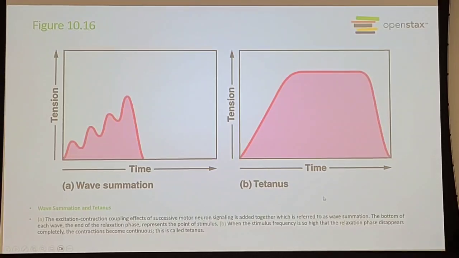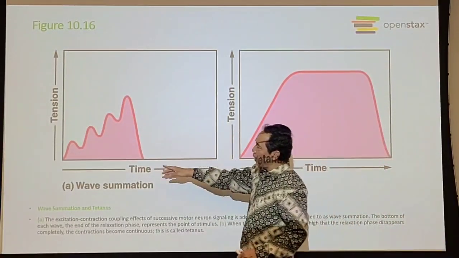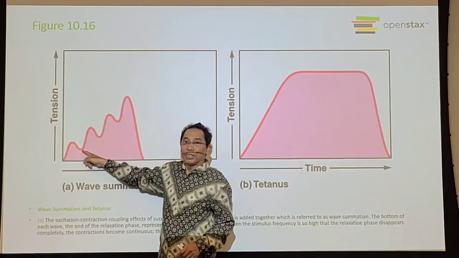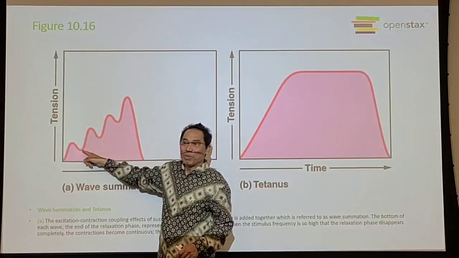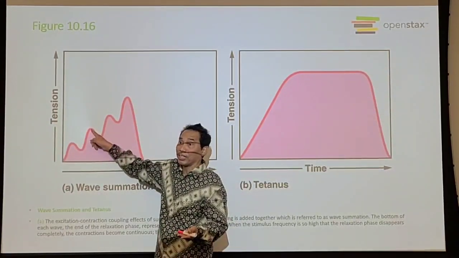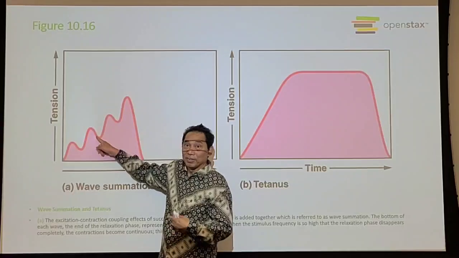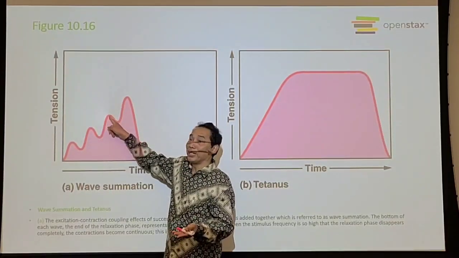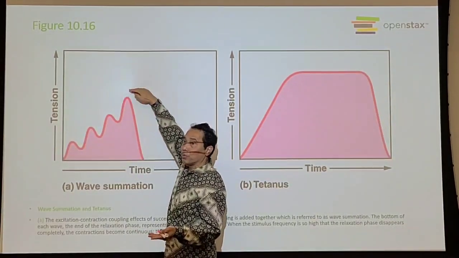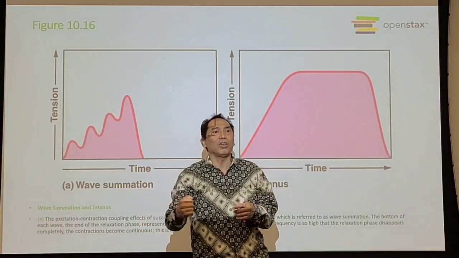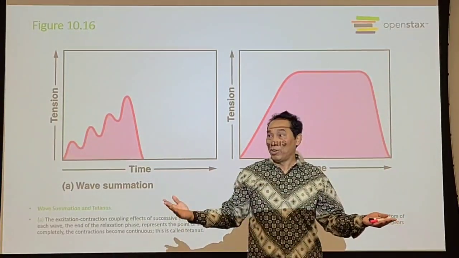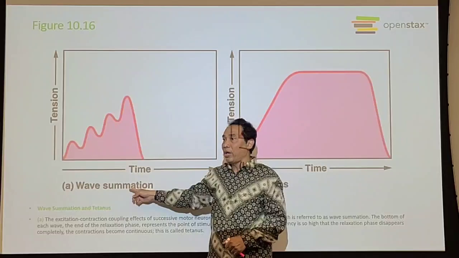Now, in order to give a meaningful contraction, another twitch has to come before the first twitch relaxes. Before the first twitch relaxes, we have to apply another twitch over here, another contraction. And before the second one finishes, we have to apply another twitch, another twitch, another twitch. Finally, it will give us a smooth, meaningful contraction, but it's going to consist of maybe a thousand twitches. Are you with me? That's what we call the wave summation.